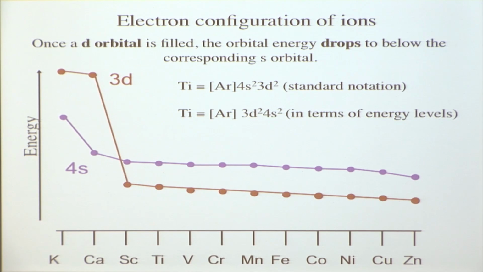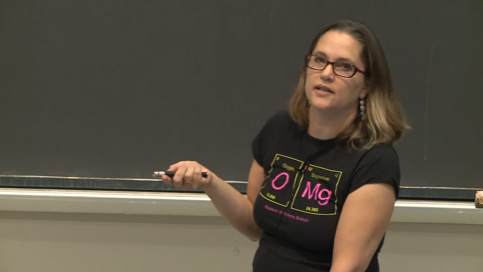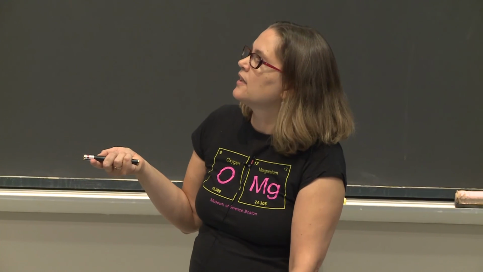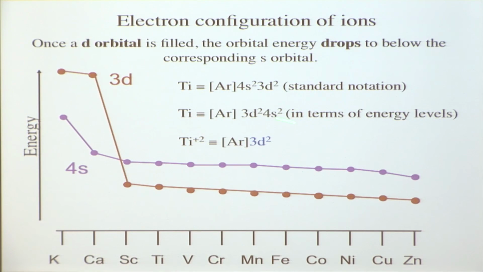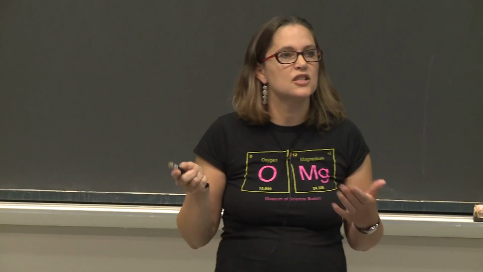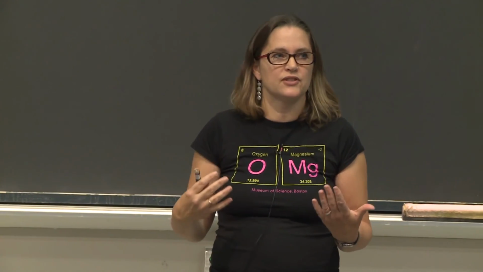But importantly, if you start ionizing it and losing electrons, you need to think, where are those electrons coming from? Which are the electrons that are easiest to remove? And what happens is that you end up losing the 4s2 electrons. And so the configuration then for titanium plus 2 is just 3d2. And so this is different. Ions behave differently.